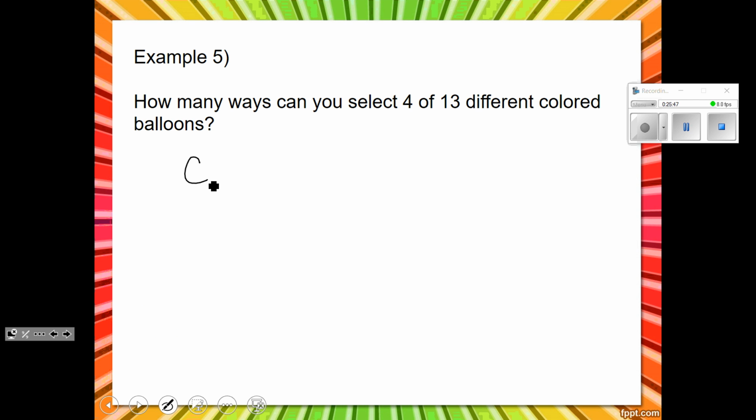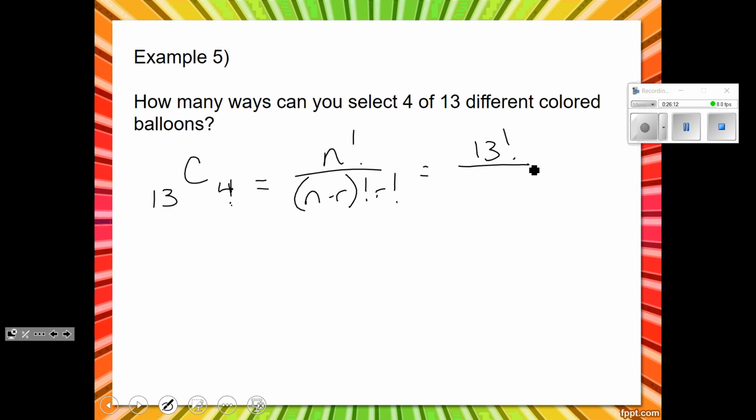What goes first? And this is going to be super important in about 3 seconds. 13. Your total number goes first and your rate goes second. And if you don't do it in that order, it will be wrong. Okay? So n factorial divided by n minus r factorial times r factorial. So n factorial would be 13 factorial divided by 13 minus 4, which is 9 factorial, times 4 factorial. Any questions on that?